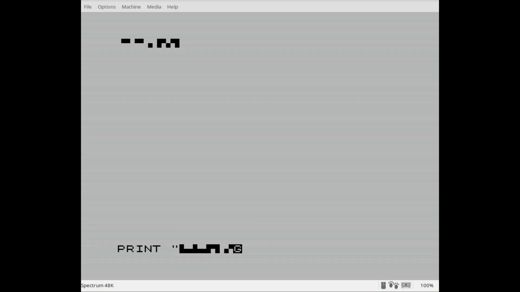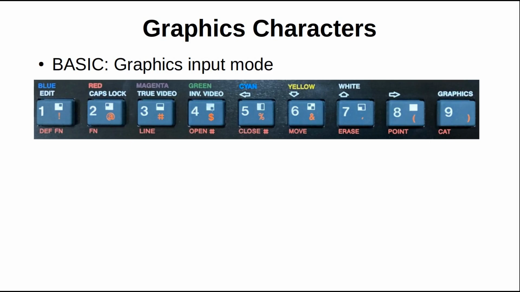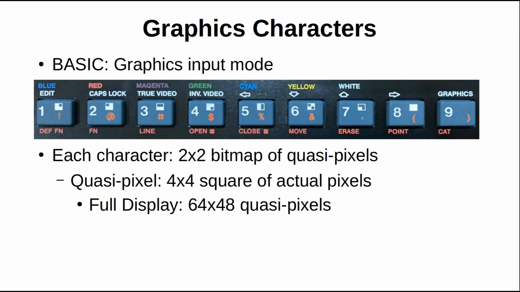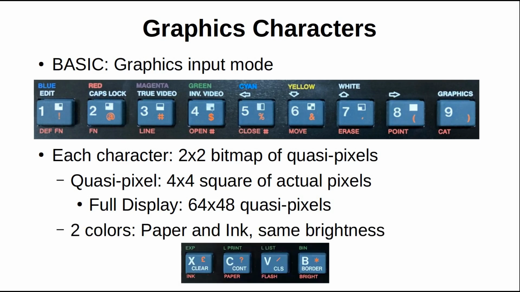If you hold down Cap Shift while pressing the number, the inverse character is printed. Because these characters are still 8x8 bitmaps, just like the rest of the character set, the quasi-pixels in these 2x2 patterns are actually 4x4 pixels of solid colors, and use the current paper and ink colors. So these 4 chunky quasi-pixels can be any arrangement of 2 colors with the same brightness.